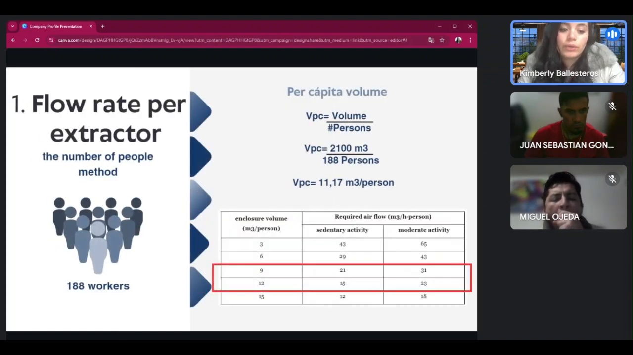To determine the flow rate of extractors according to the number of people method, we must apply the following equation. Per capita volume equation, where we divide the total volume of the warehouse by the number of workers. So we replace data. Per capita volume is equal to 2,100 cubic meters divided by 188 persons. Then per capita volume is 11.17 cubic meters per person.